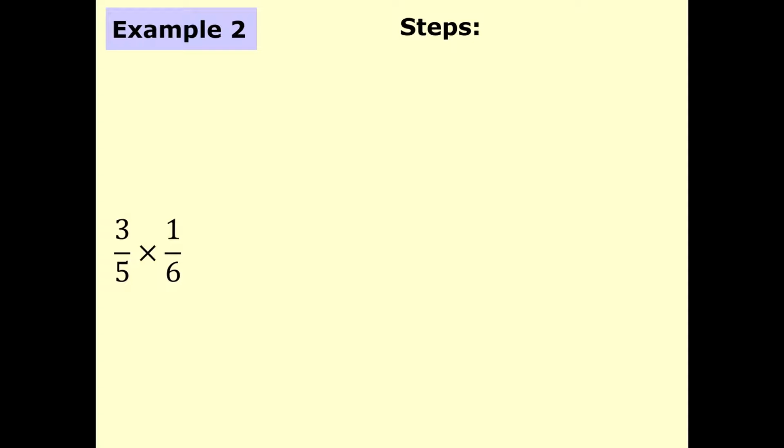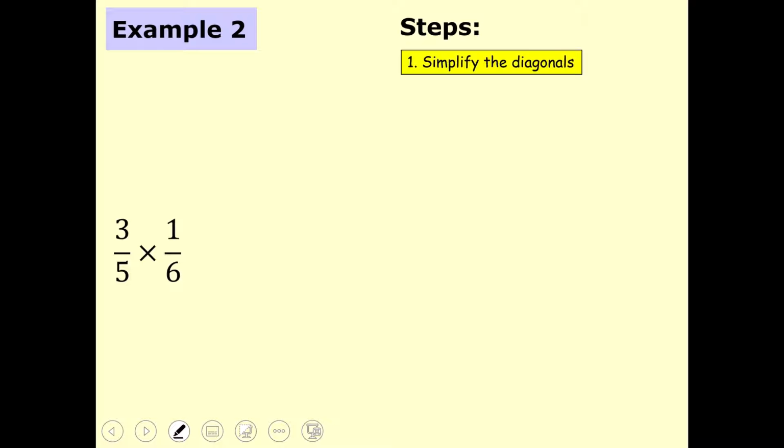First step, we are going to simplify our diagonals. Okay, so look at our diagonals. We've got 3 and 6 on our first diagonal. Can we simplify that at all? Well, we can divide them both by 3. So if we divide the first one by 3, we're going to change that to 1. 3 divided by 3 is 1. And then 6 divided by 3 is 2. So we've changed that 3 to a 1, and we've changed that 6 to a 2. And then we check our second diagonal, 5 and 1. We can't actually simplify that any further, so we're just going to leave it as it is.